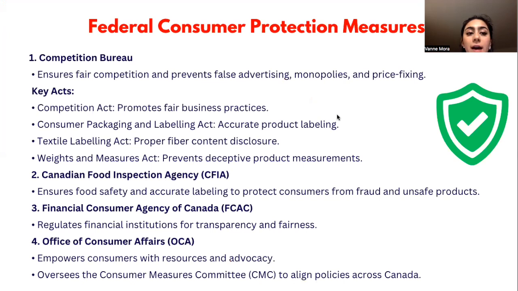So, what are the key facts of this one? The Competition Act, which promotes fair business practices. We have the Consumer Packaging and Labelling Act and the Textile Labelling Act, covering proper labeling, content disclosure, and weights and measures as well. The second one, and very important, is the Canadian Food Inspection Agency, which ensures food safety and accurate labeling to protect consumers from fraud and unsafe products.